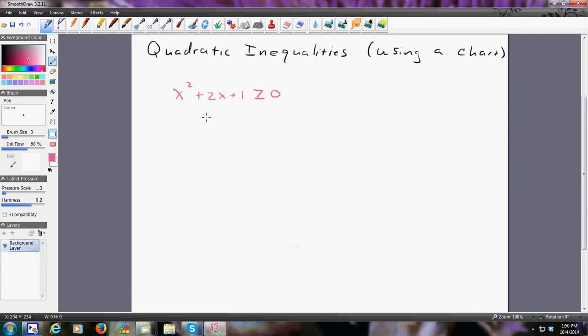No, 6 minus 3 is not 10. So I'm going to factor this one, and this one becomes a little bit weird. It's x plus 1 times x plus 1, which is greater than or equal to 0. So I need x to equal a negative 1, so my chart is going to be a little bizarre this time.